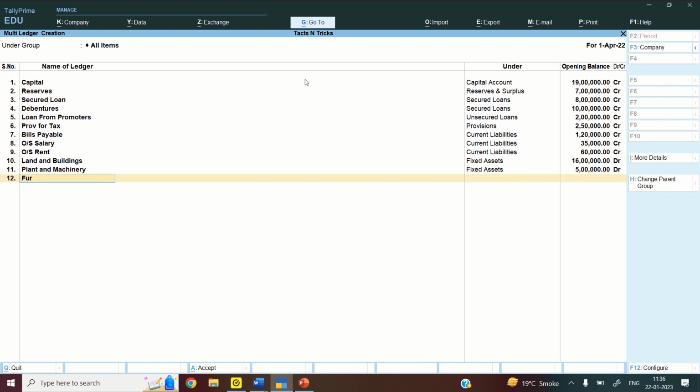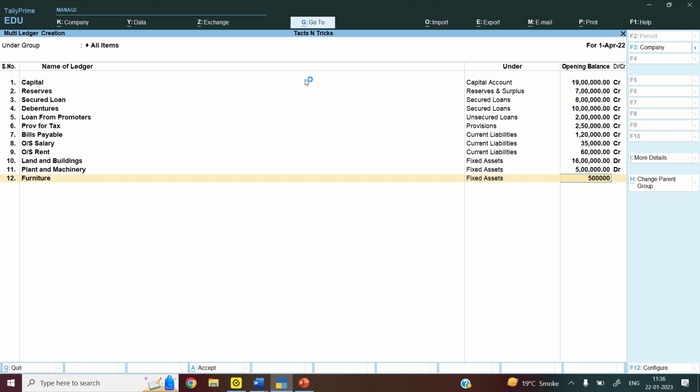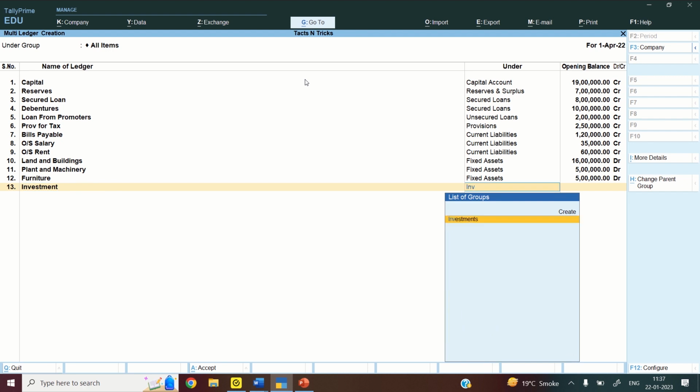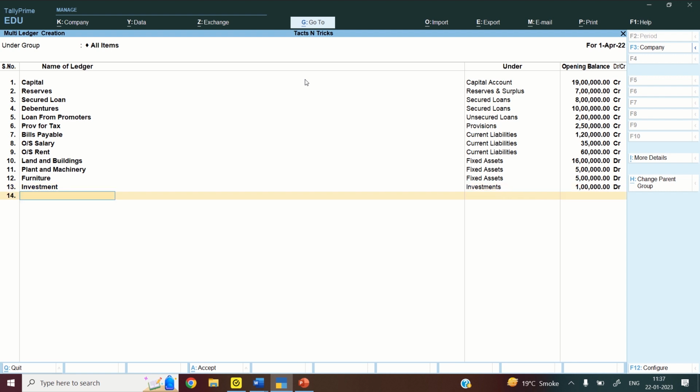Okay, next is furniture. Furniture again is a fixed asset and it will be rupees 5 lakh. Then investment. Now for investment, make sure that you write the correct group, because for investment there is a group of investment and it will be 1 lakh rupees.